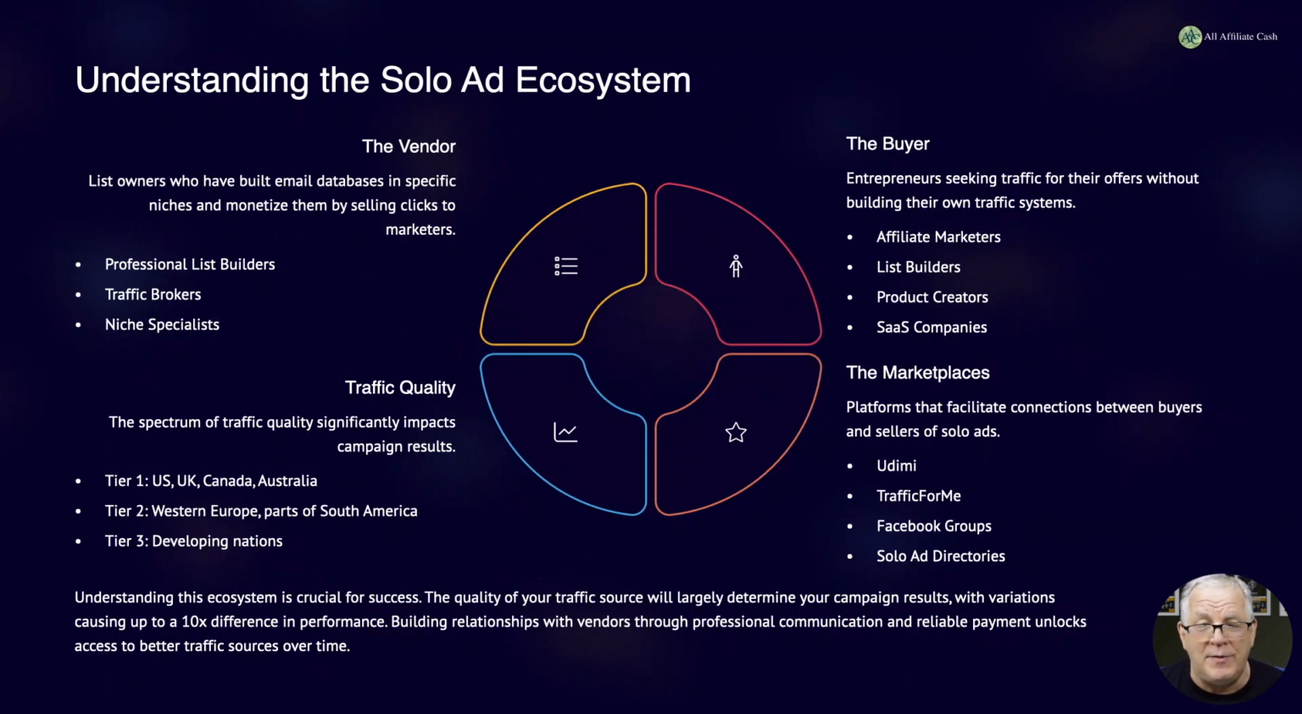Finally, there's traffic quality to consider. The spectrum of traffic quality significantly impacts campaign results. Tier 1 traffic from the US, UK, Canada, and Australia converts best. Tier 2 includes Western Europe and parts of South America. Tier 3 covers developing nations.